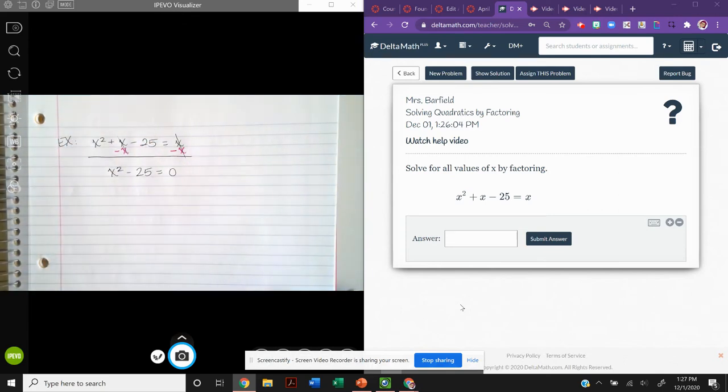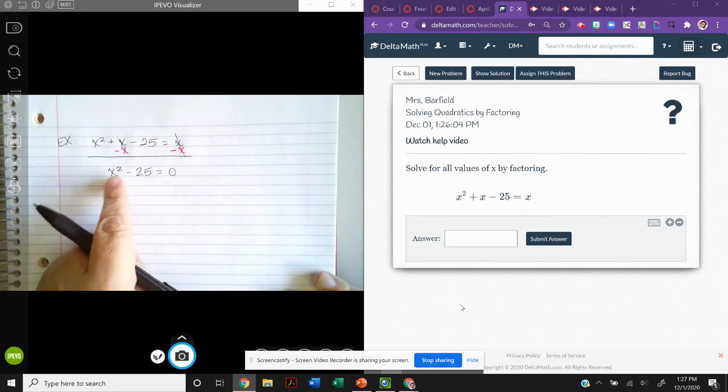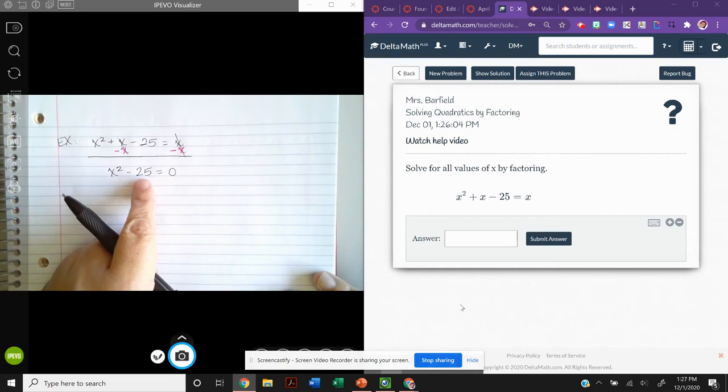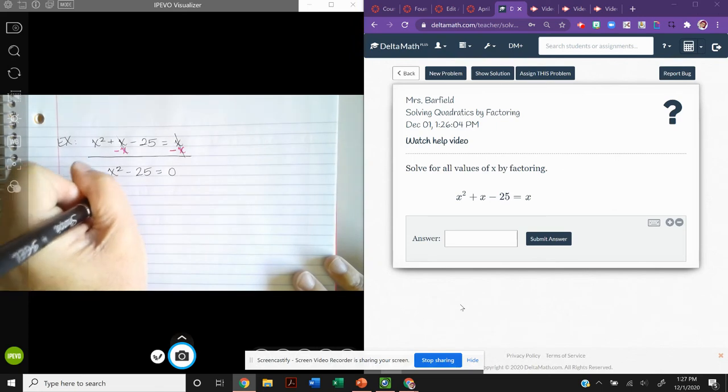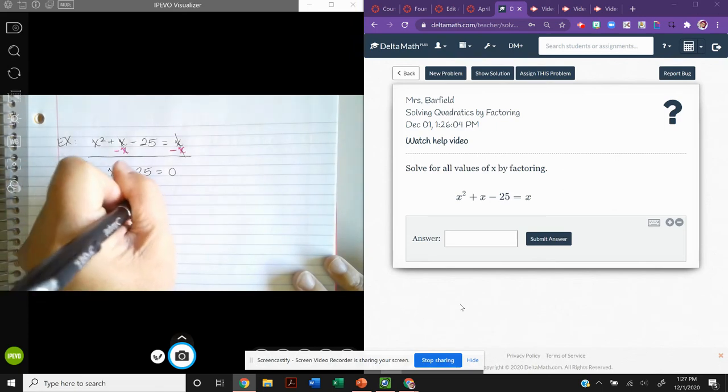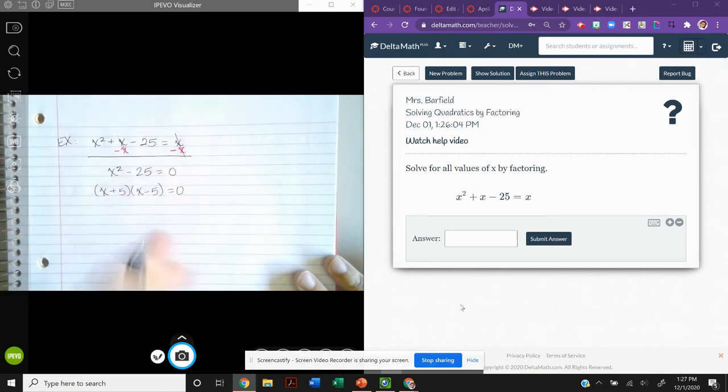All right, so remember we have to go through our questions. We have to ask ourselves, okay, do I have a GCF? No. Do I have a difference of squares? Well, I have a minus sign, I have even exponents, and I can take the square root of 25. So yes, I have a difference of squares. So that's going to be x plus 5, x minus 5 equals 0.